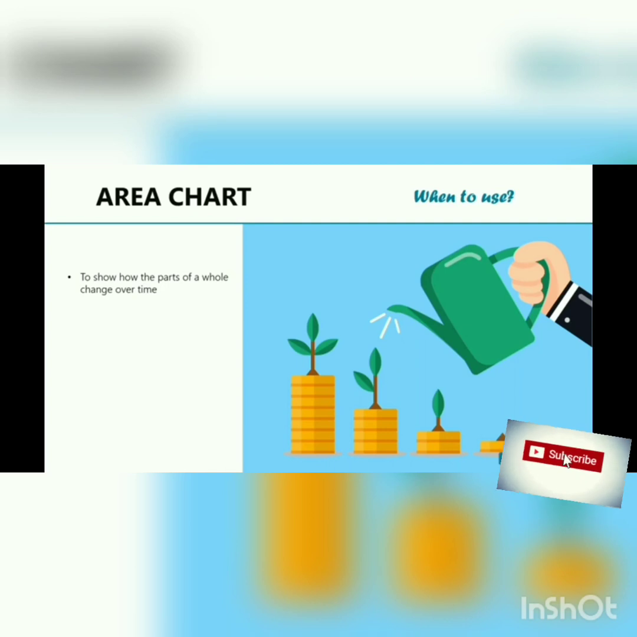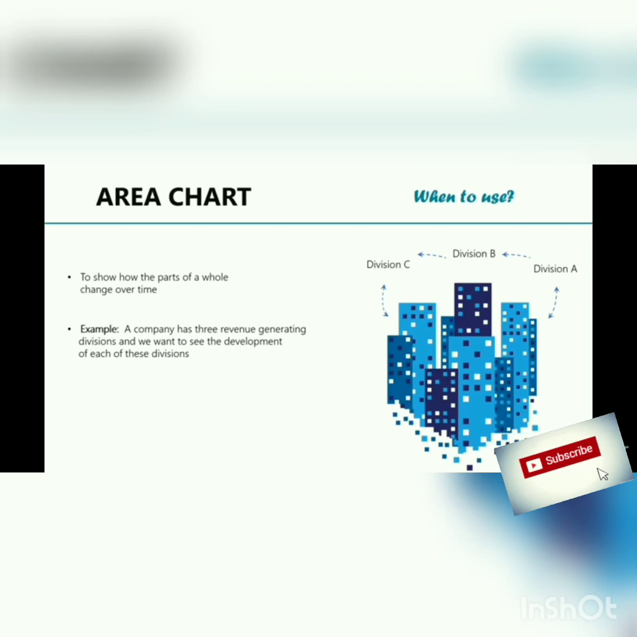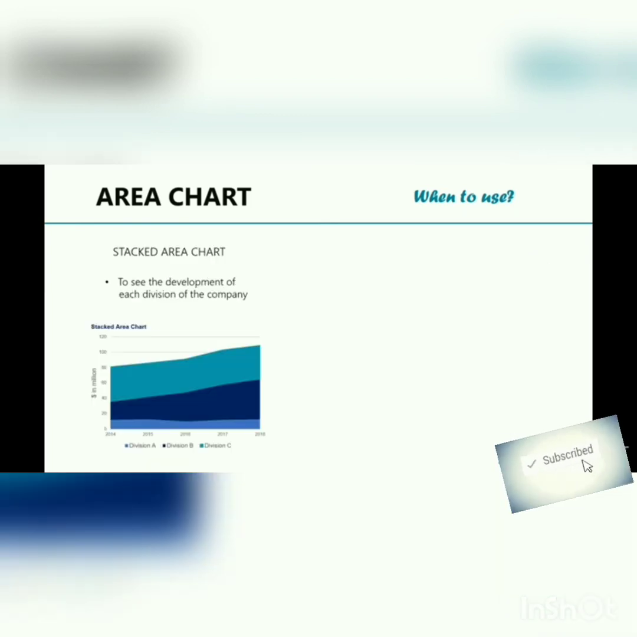When to use an area chart. Whenever we want to show how the parts of a whole change over time, we should consider an area chart. So, for example, if the company has 3 revenue-generating divisions, it is very likely that management would like to see the development of each of these divisions. This is a great way to draw attention to the total value and still emphasize an important trend. Say, revenues from one division have been growing rapidly, while the other two have kept the same level. A stacked area chart is perfect in this case.